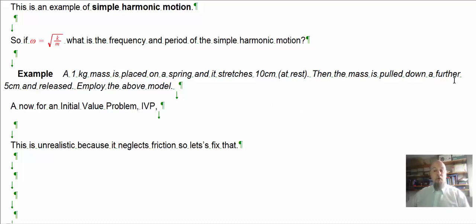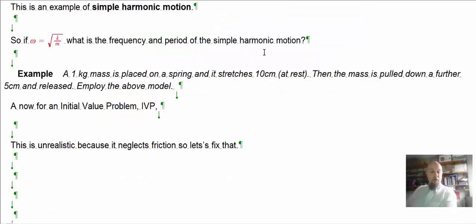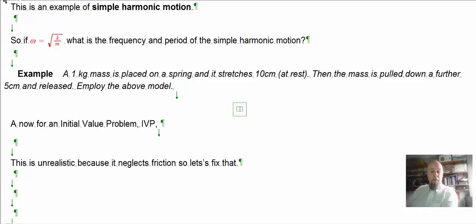The mass is then pulled down a further 5 centimeters and released. Employ the above model. The above model is here, because I'm going to choose to measure distance from equilibrium. So I have a homogeneous second order linear constant coefficient differential equation. We know the mass is 1, so I'm replacing that with a 1. I don't know what the spring constant is yet.